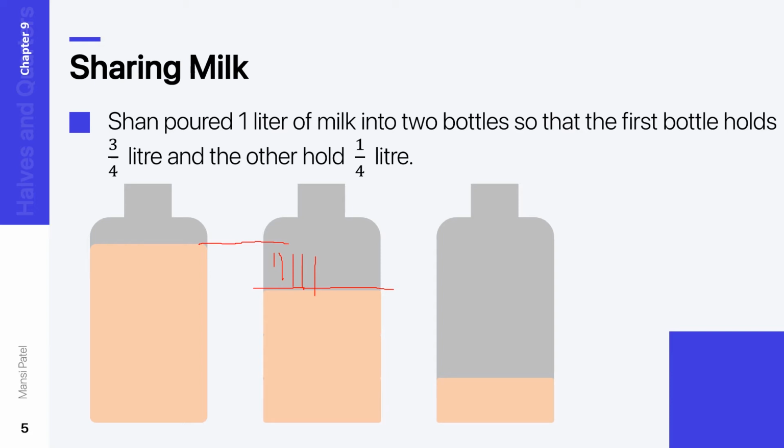So see here, this 1 liter milk is divided into two bottles like that. This bottle contains 3/4 liter and this bottle contains only 1/4 liter.